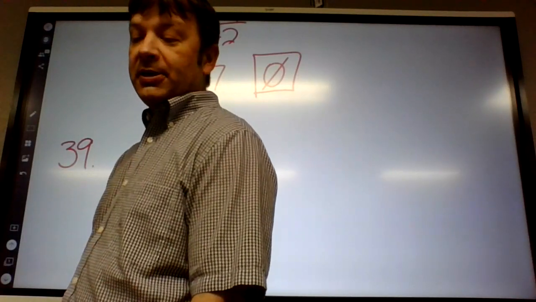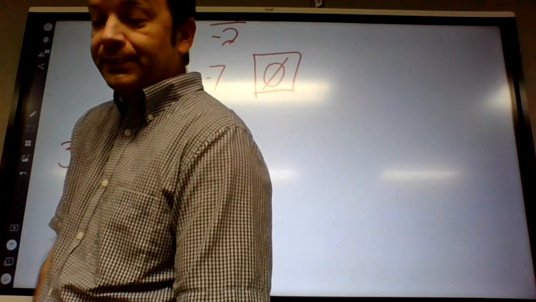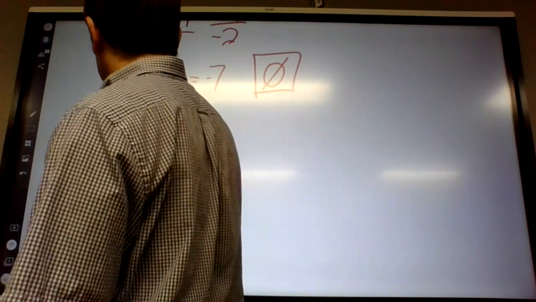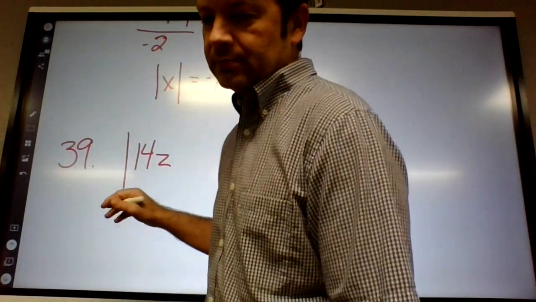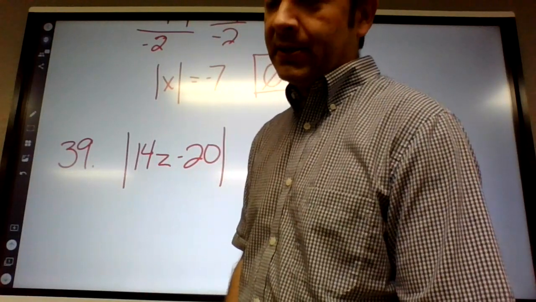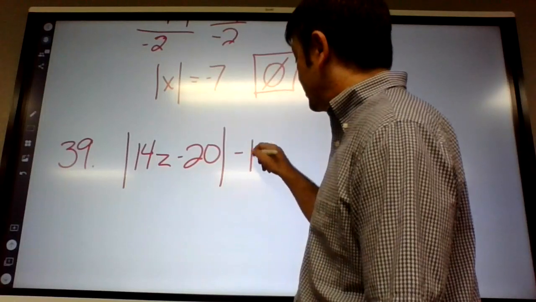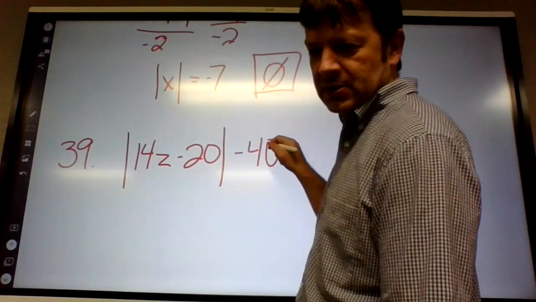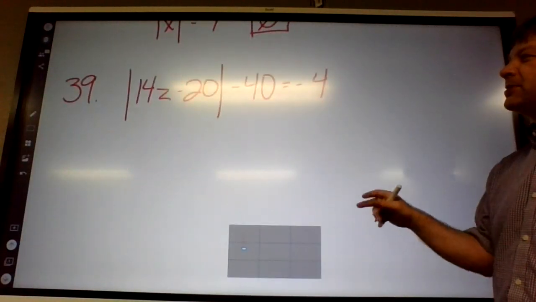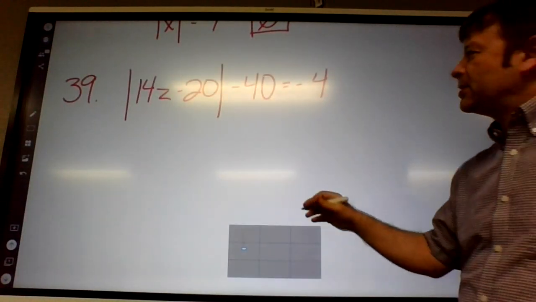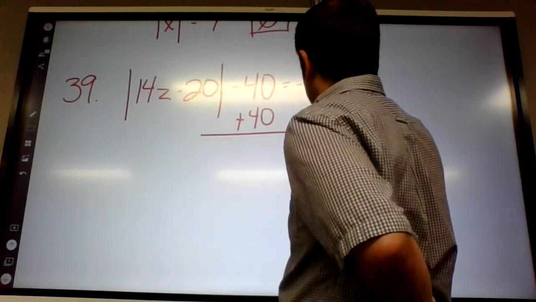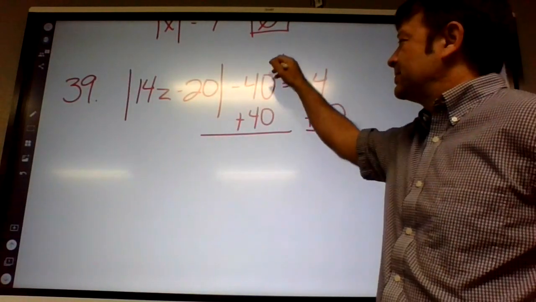All right, Gracie, what should we do first on 39? We can simplify, so it would be 14. Yeah, so inside the absolute value, those z's just add together and become 14z. Everything else is still there. Now what should we do? Get the absolute value by itself first. So let's get rid of this minus 40 by adding 40, so that goes away.